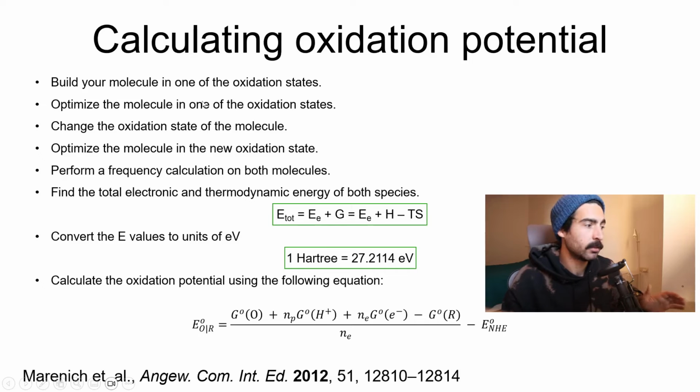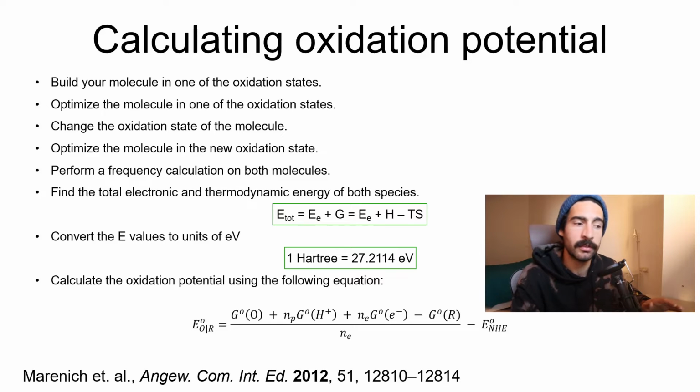So now moving on to the calculation of oxidation potentials. We'll want to do the same thing as we did in pKa. We'll build our molecule in one of the oxidation states and optimize the molecule in that oxidation state. We'll then change the oxidation state of the molecule to whatever we predict it's going to be. And we'll then optimize it in the new oxidation state.